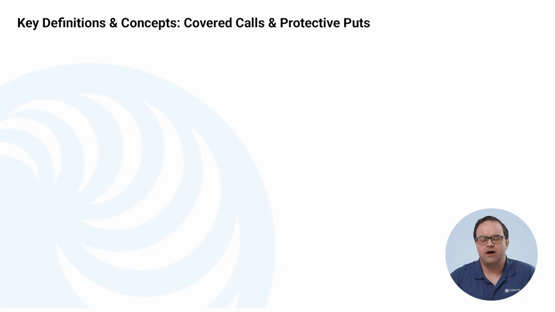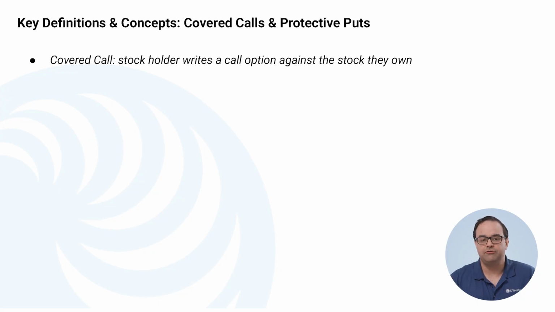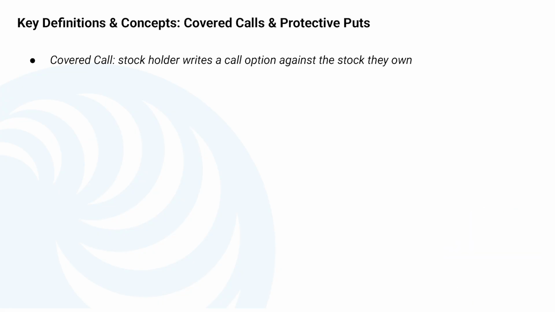Now we'll look at covered calls and protective puts. A covered call is when a holder of a stock writes out-of-the-money call options against stocks that they own. It's a means of generating income from underlying securities that they own, and it's a means of generating income from the premiums that they write against the position.